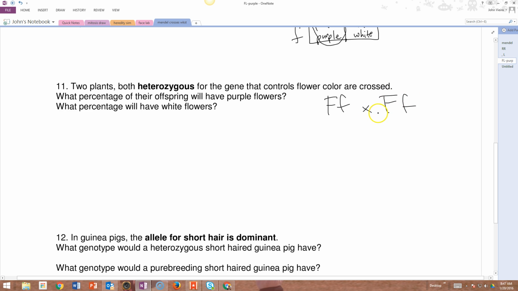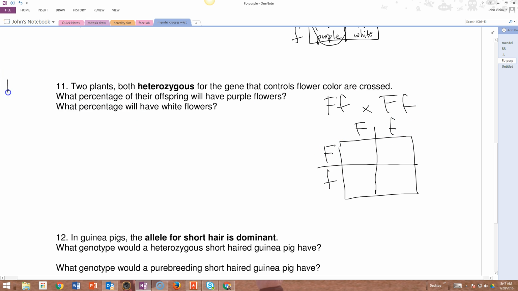2 plants, both heterozygous, are crossed. What percentage will have purple? Hopefully you're starting to see a pattern. Now remember, put these keys to the side so you don't forget. We've established that purple is dominant. That's going to be the capital letter. And white is recessive. That is going to be homozygous dominant, heterozygous, heterozygous.